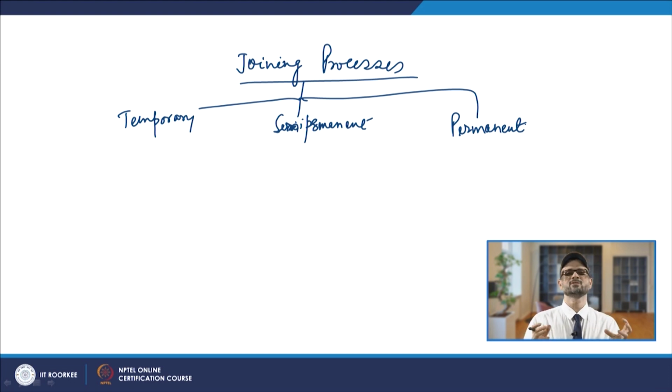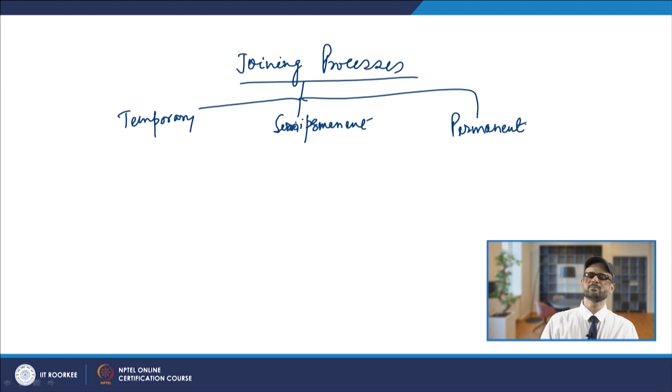Now, temporary means you have two parent metals which are to be joined. In the case of temporary, whenever you feel, you can dismantle them, you can take them apart, and both your parent metal as well as the medium with which you are joining are intact, like you have a nut and bolt joint. So, that is the example of a temporary joint.